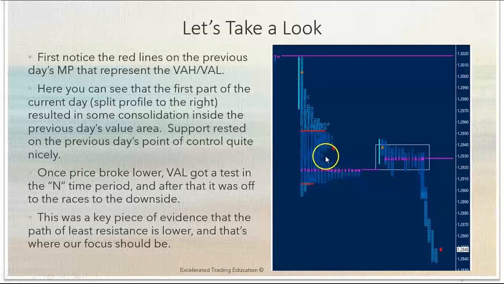And then we have the tails, right? So these are the areas outside of value, right, where price exploration happened and ultimately was rejected.